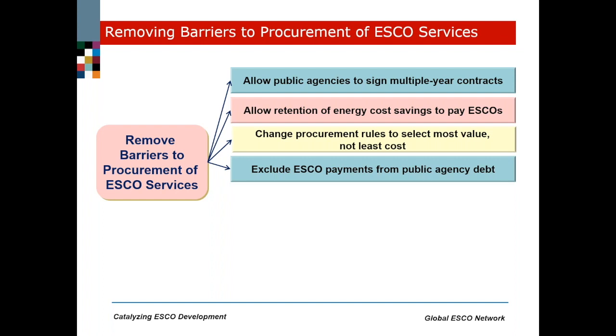Exclude ESCO payments from public agency debt. If you achieve the top three things, and okay, you can sign multiple contracts and you can retain energy savings, but if an ESCO contract is considered as debt, then that creates an issue for agencies that have debt limits or cannot incur debt.